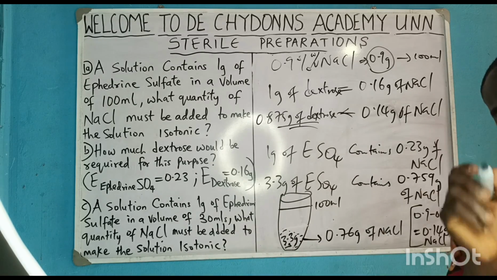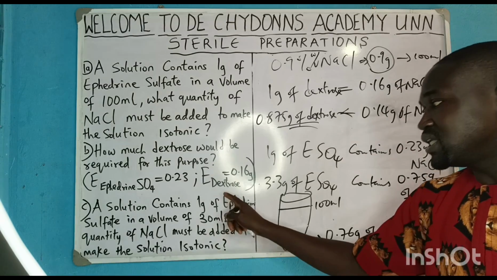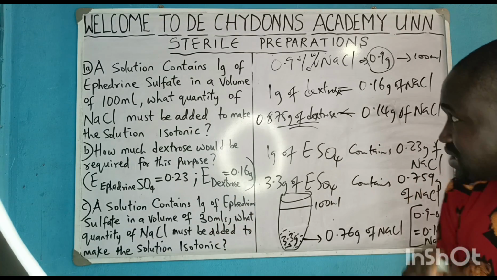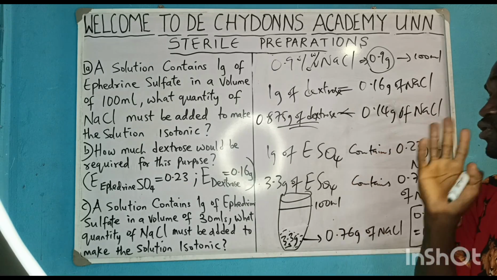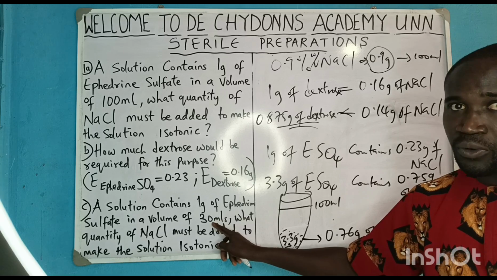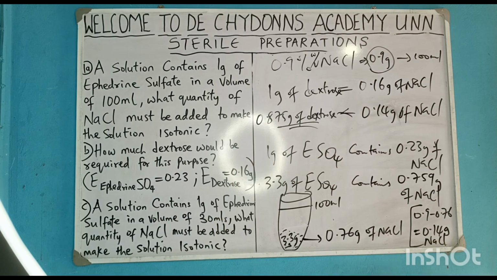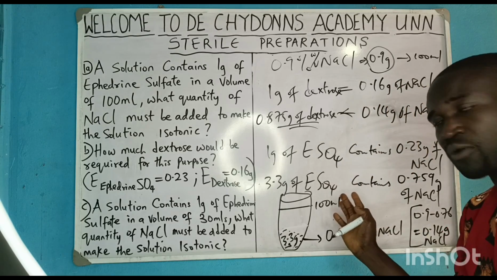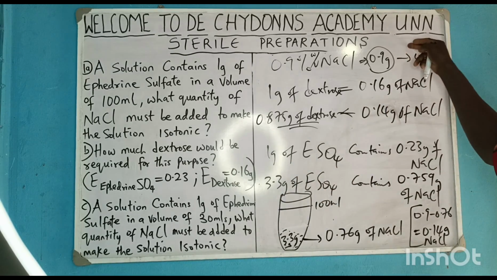Remember the concept or the reason why this question was asked. This is in 30 ml, and the rule says that if you are using sodium chloride equivalent method, this 30 ml that it is made up to should be what? Should be in 100 ml. That is why we converted first to 100 ml and got 3.3. Then we now relate it to what we have.